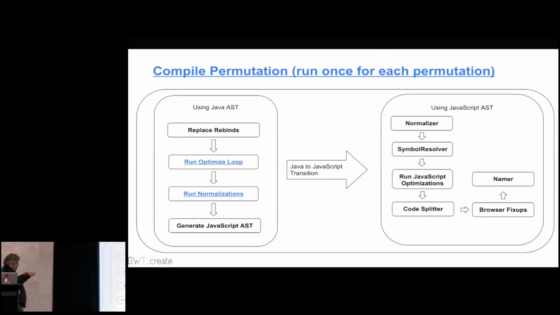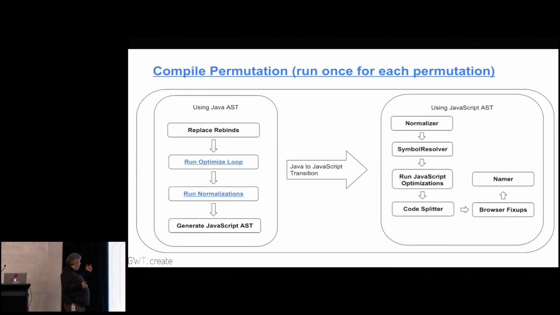So once we get that big AST and we have the permutations, we invoke the compile for each permutation. So optimized compiles are permutation specific. The first thing that we do is we replace all the rebinds, all the GWT.create calls that might be bound to multiple implementations. Once we get the permutation, we just replace it by the actual class that needs to be rebound there. Or if it's collapsed in soft permutations, it can be a procedure that decides how to create classes for that particular rebind.